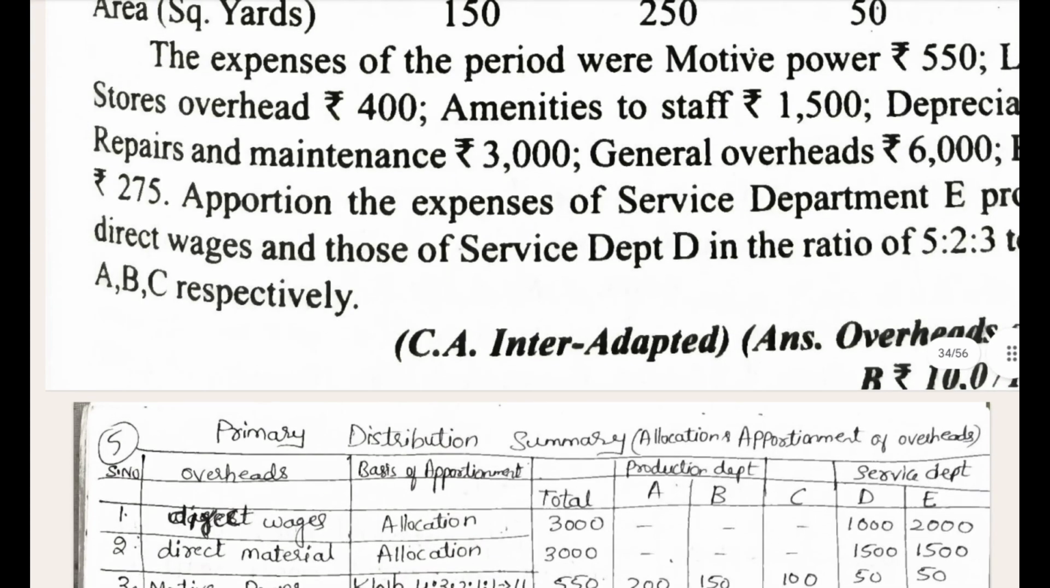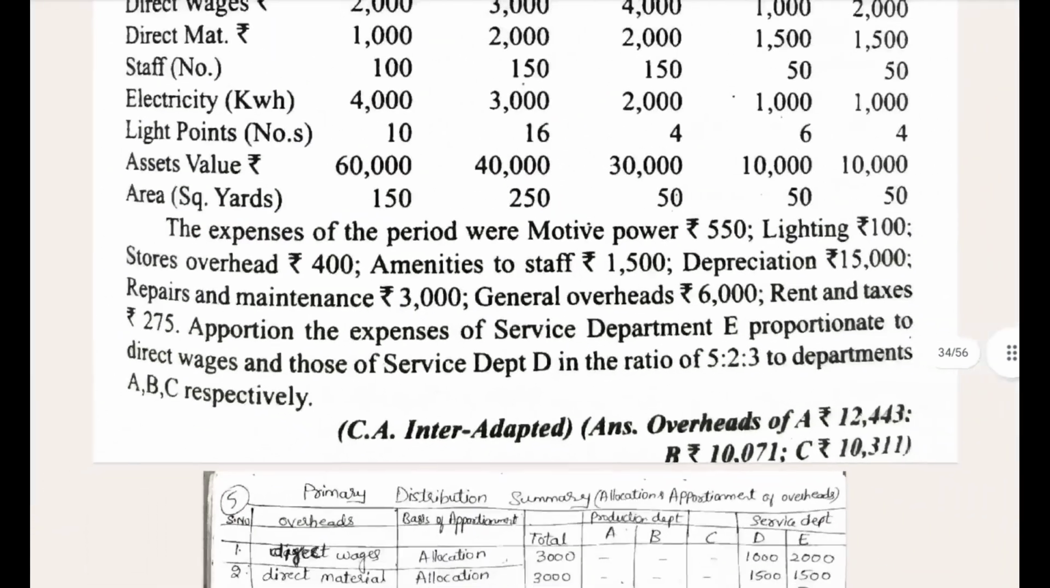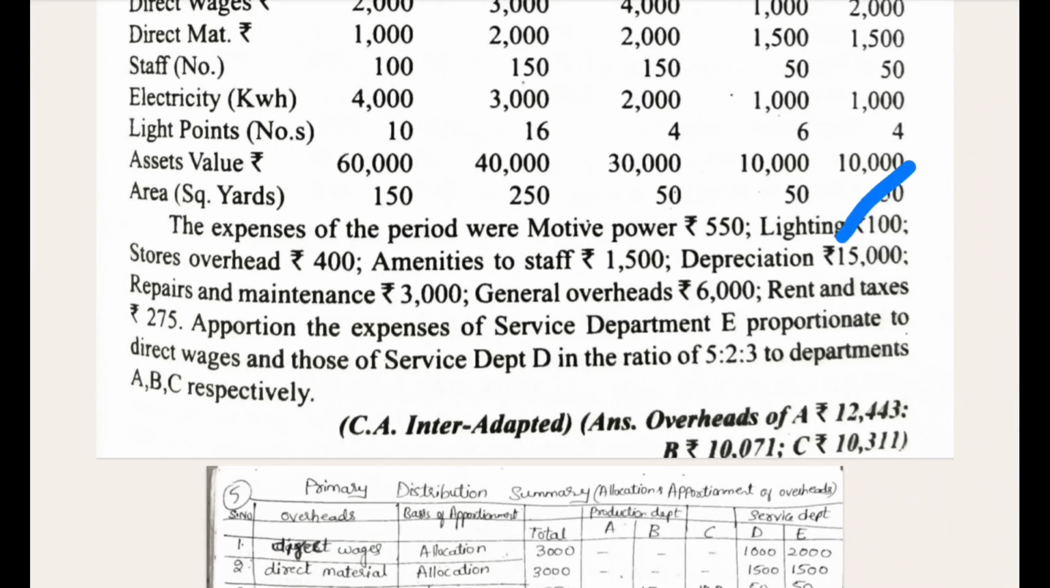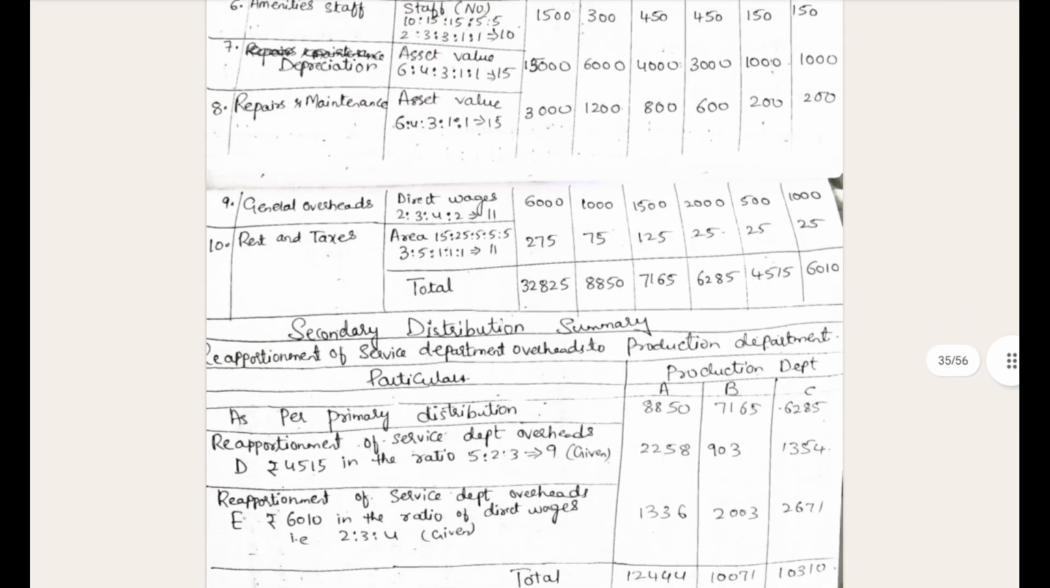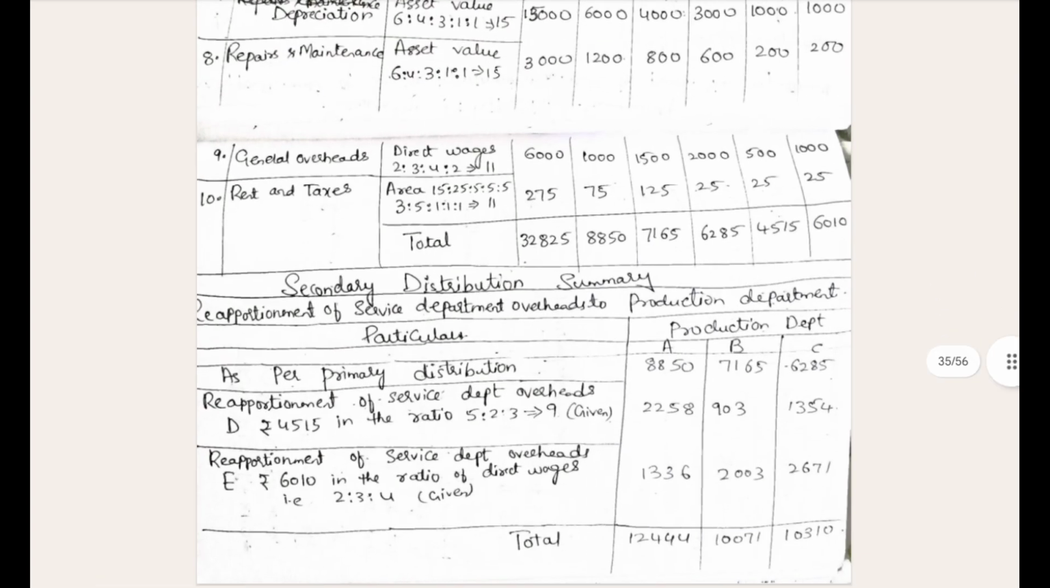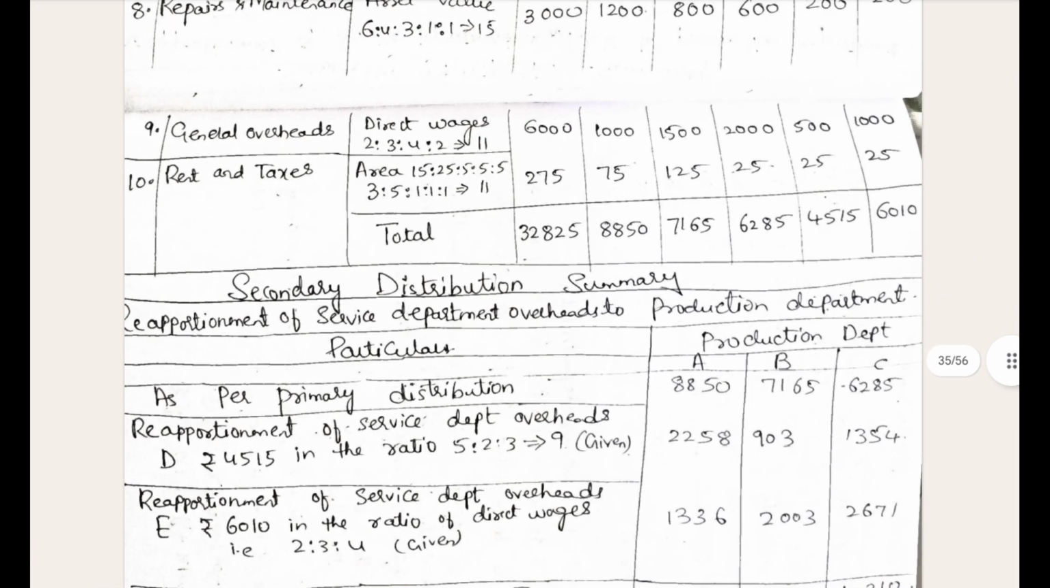Rent and taxes: rent we will pay for the area only, so that is easy for you. The areas given are 150, 250, 50, and so on. Just simplify by 50, and the ratio we are getting is 3:5:1:1:1. So 3, 5, 1, 1, 1 total 11 we are getting. 275 is the total amount we have to distribute. So 275 into 3 by 11, 5 by 11, 1 by 11, 1 by 11, 1 by 11.